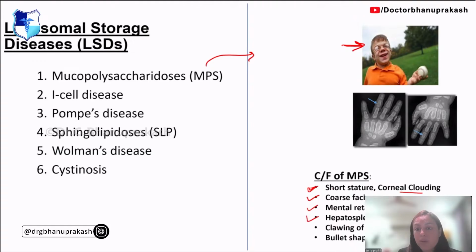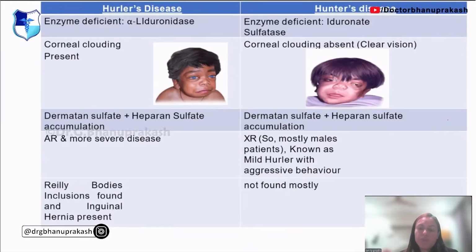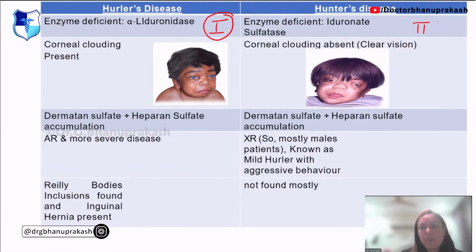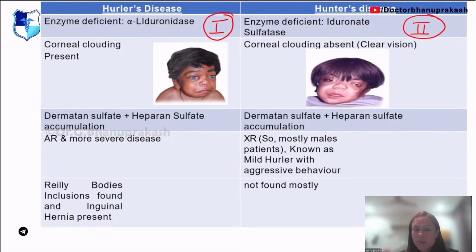This patient has hepatosplenomegaly, clawing of hands. See the clawing of hands, claw-like hands. Bullet-shaped middle phalanx in the X-ray. Okay. So we have type 1 mucopolysaccharidosis, that is Hurler disease. Then we have type 2, Hunter disease. Only these two are important, Hurler and Hunter.